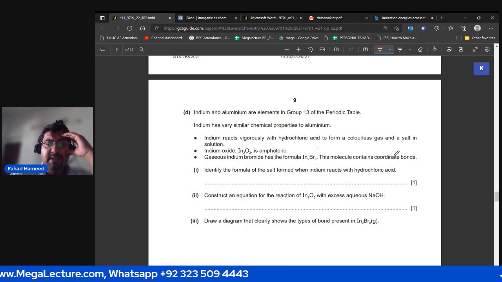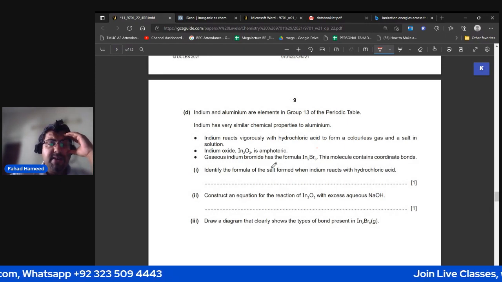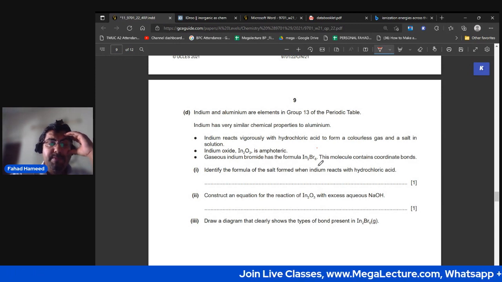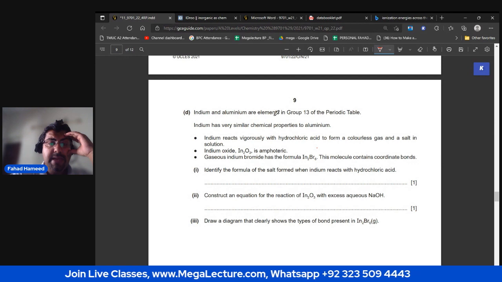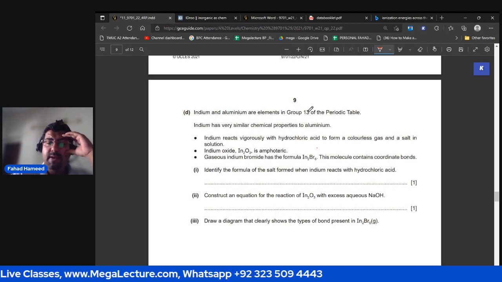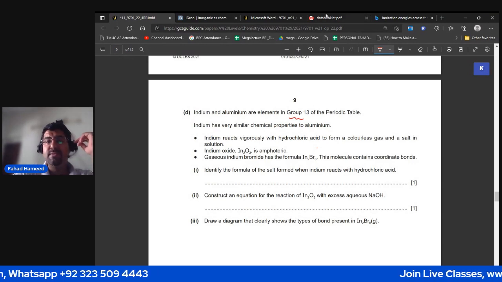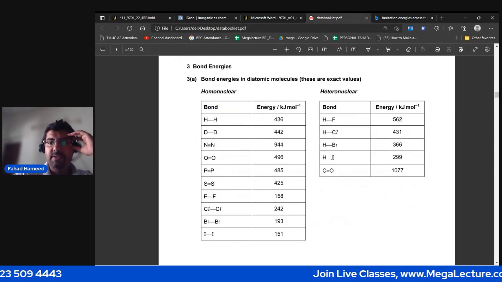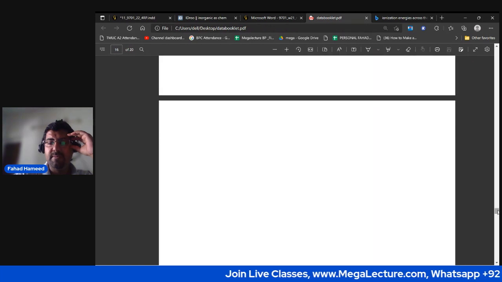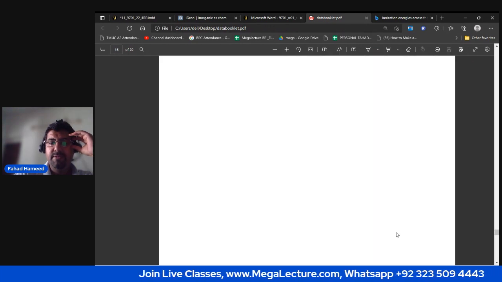The molecule contains coordinate bonds. Identify the formula of the salt formed when indium reacts with hydrochloric acid. Indium and aluminium are in group 13. So the first thing is I need to work out the symbol of indium, so we look at the periodic table.